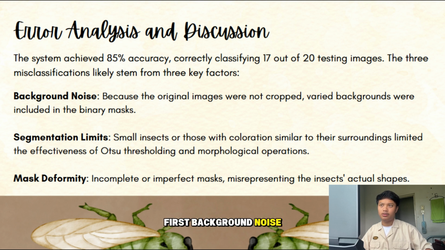First, background noise. Because the images weren't cropped, part of the background accidentally got mixed in with the insect data. Second, segmentation limits. Small insects or ones that blended into their surroundings were hard for our system to separate from the background. And lastly, mask deformity. Because of the first 2 issues, the system sometimes created incomplete shapes that didn't accurately match the real insect. Understanding these 3 errors tells us exactly what we need to fix and improve in the model next time.